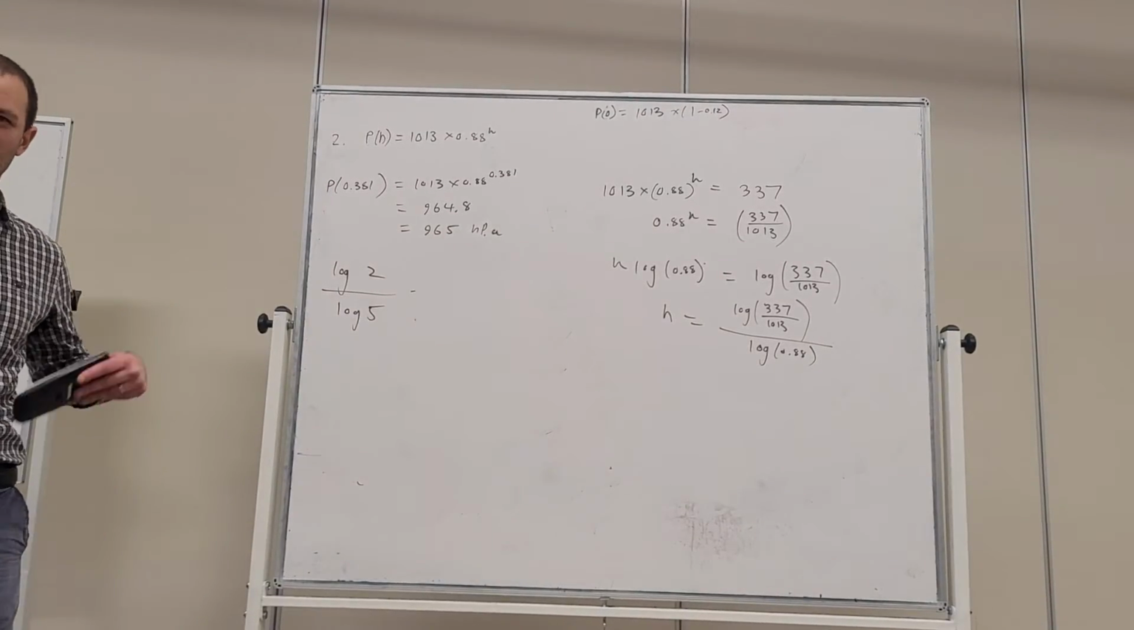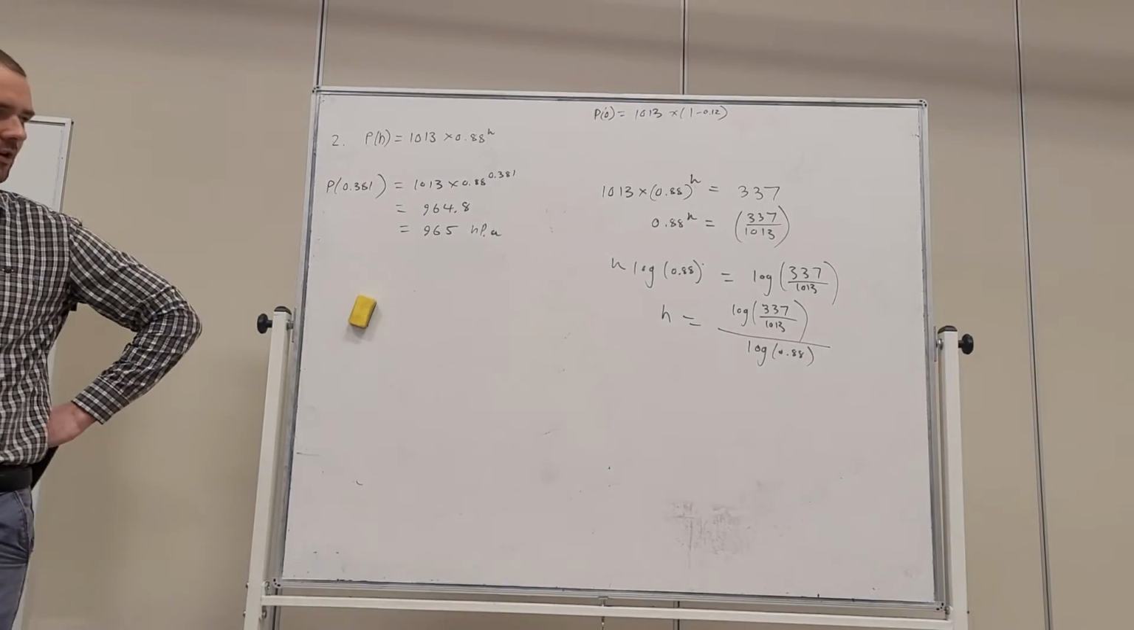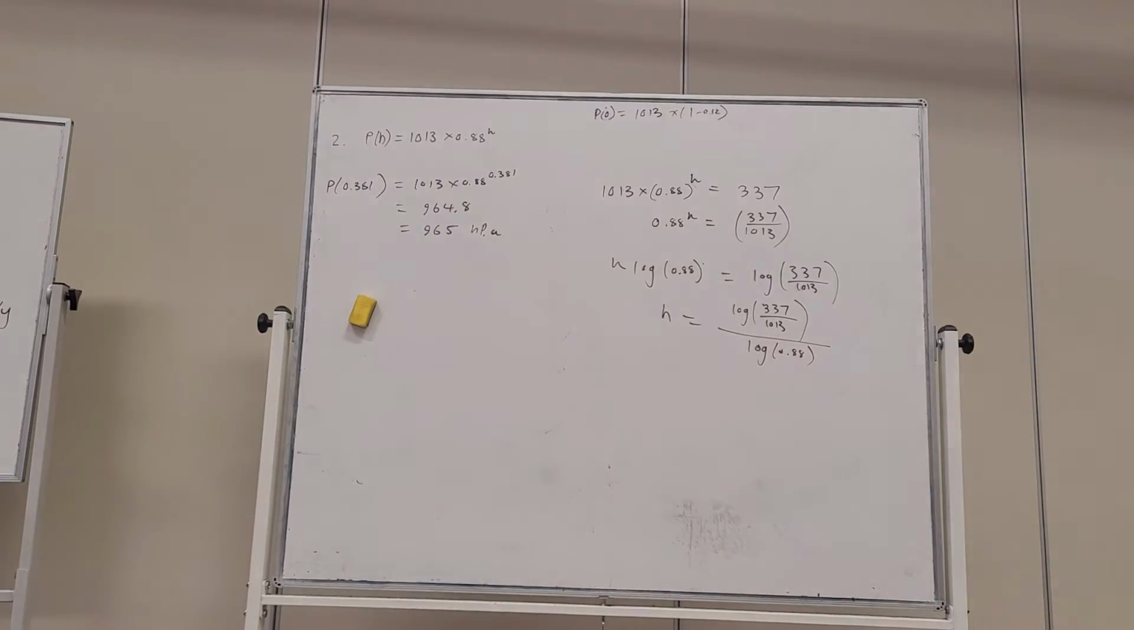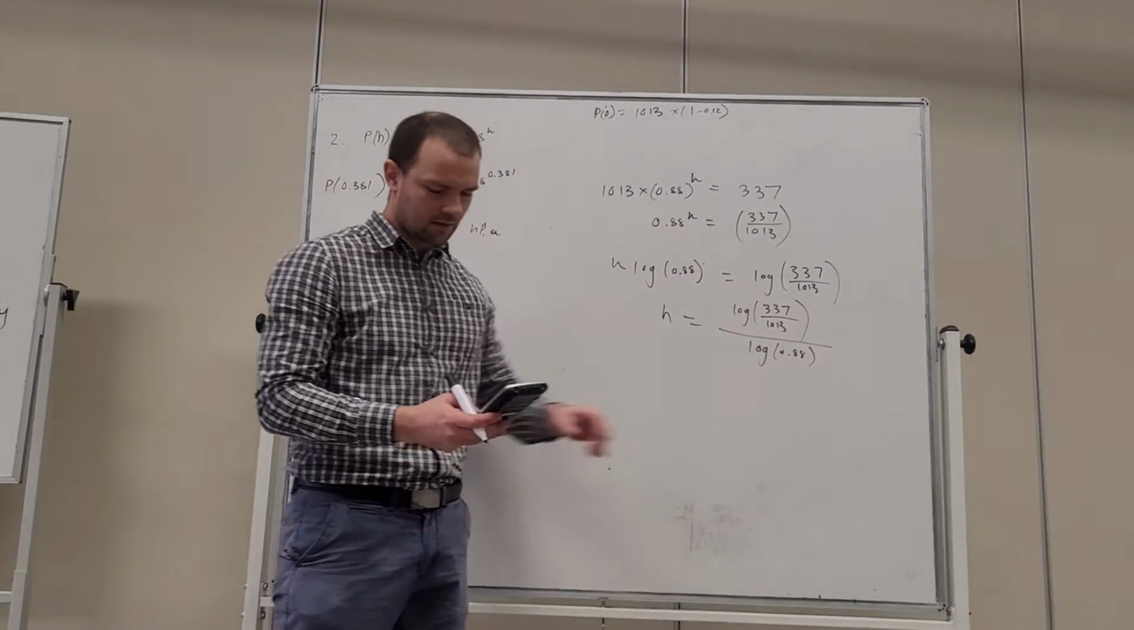But it doesn't really answer the question. If someone says, how high is Mount Everest? You go, oh, it's log 337 on 1013 on top of log 0.88. Blah, blah. Unless they're a calculator, it doesn't make much sense. So let's calculate this here.